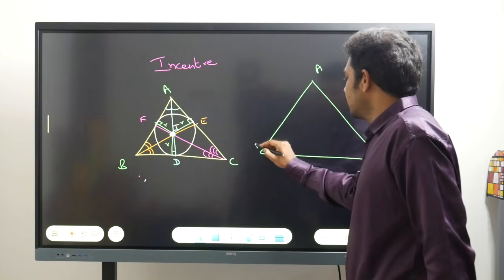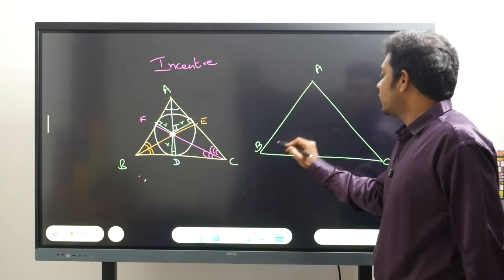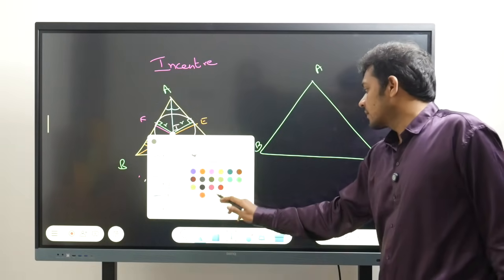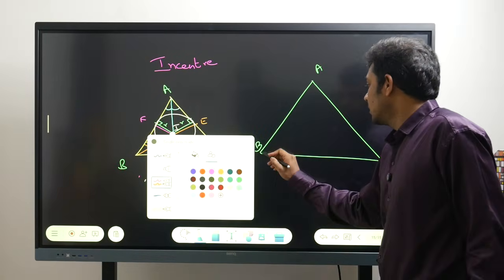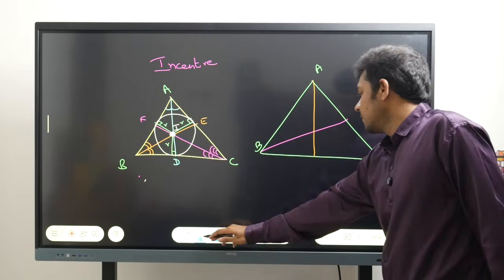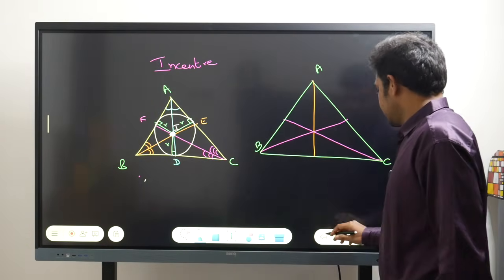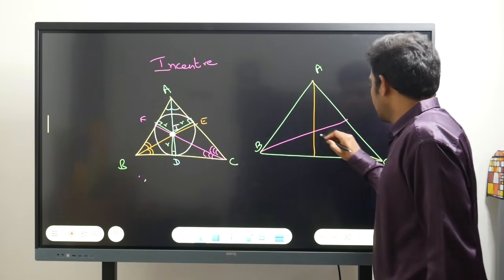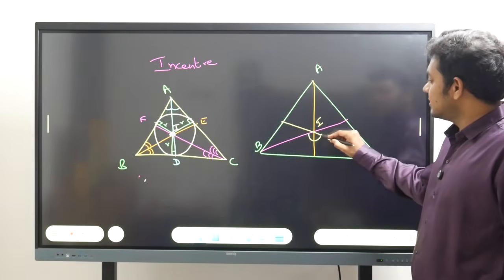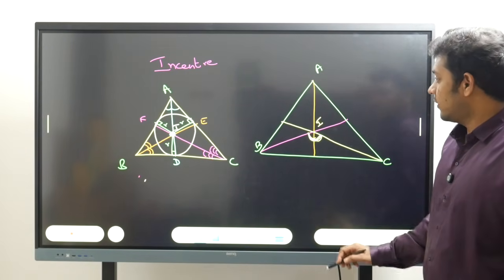Same triangle ABC. Right. So if I ask you to find this angle BIC, I have to find this angle. This is I, right? But to find this angle BIC, how to find this angle?